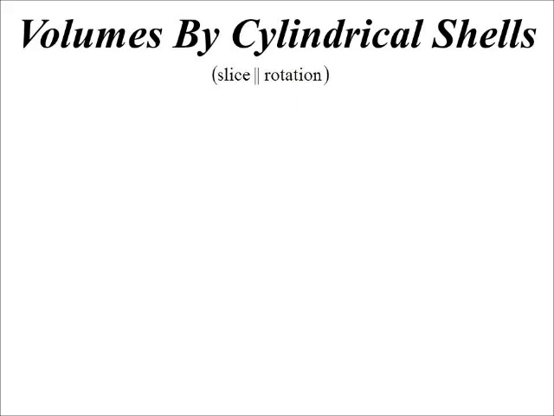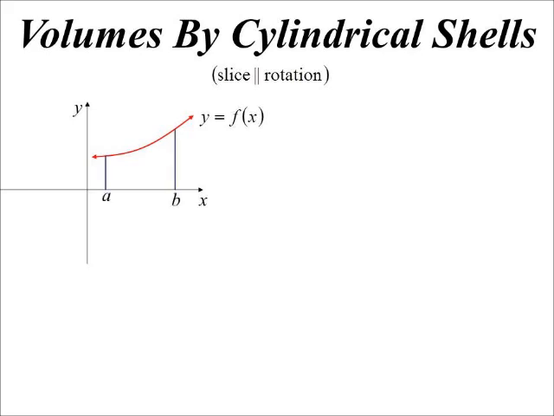So this time, instead of slicing perpendicular, we're going to slice parallel to the axis of rotation. So here's our function, our random function. Again, it's the same area, but I'm rotating around the y-axis instead of the x-axis this time. Now, when I rotate around the y-axis with the parallel slice, I'm no longer going to get a disc. What we end up with is like a cylindrical shell instead.